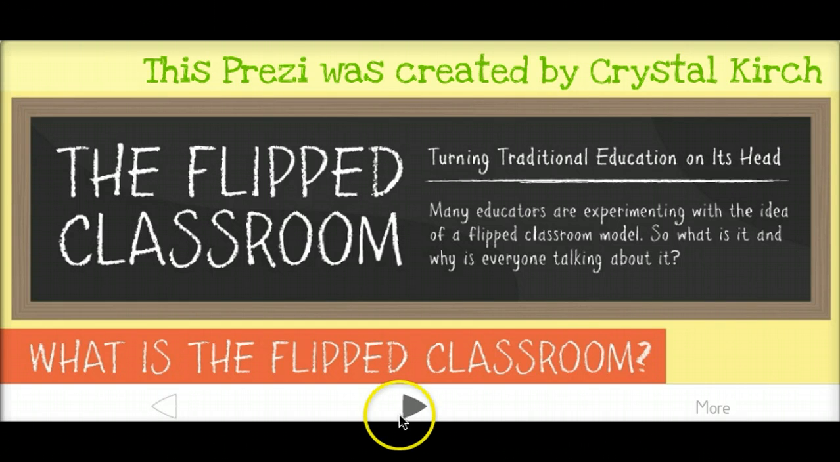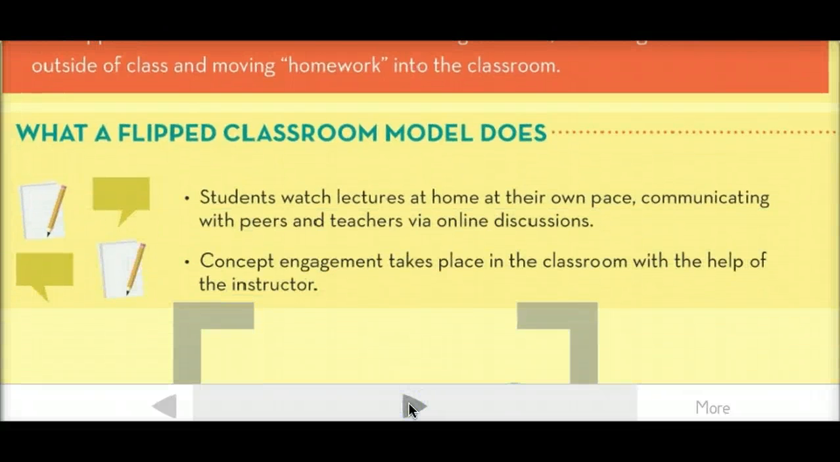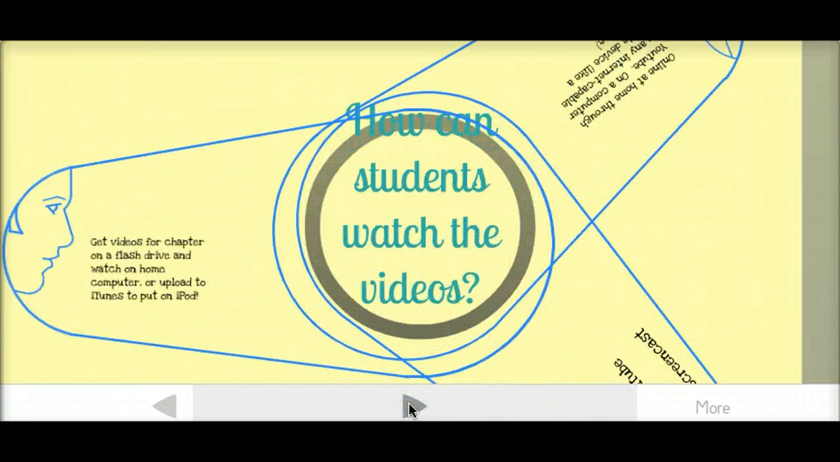What is the flipped classroom? The flipped classroom inverts traditional teaching methods, delivering instruction online outside of class and moving homework into the classroom. What a flipped classroom model does: students watch lectures at home at their own pace, communicating with peers and teachers via online discussions, and then concept engagement takes place in the classroom with the help of the instructor.